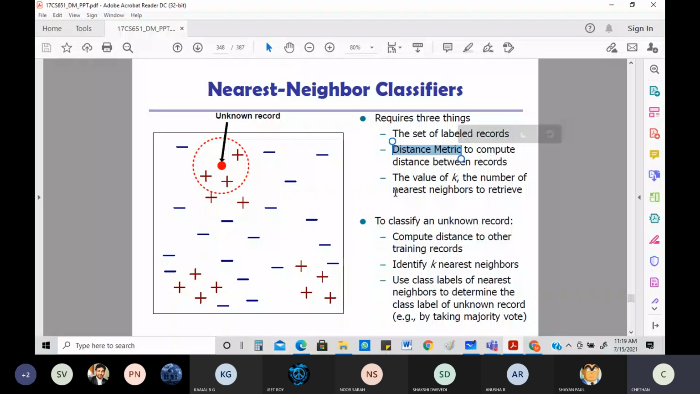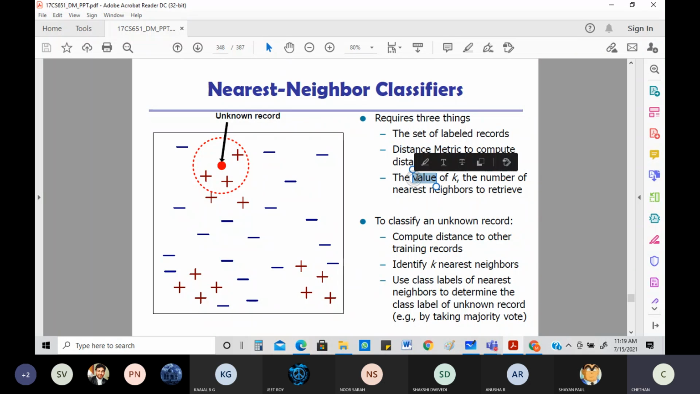What is a distance metric? How do you calculate the distance between neighbors? I told you about the Euclidean distance, right? That is only going to come. How do you compute the distance between the records? So you need records, and you need to know how to calculate the distance between them.